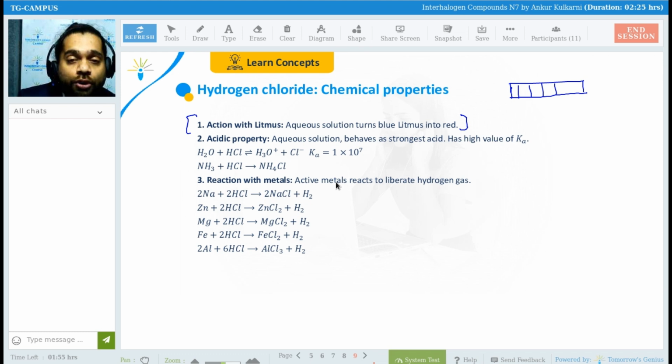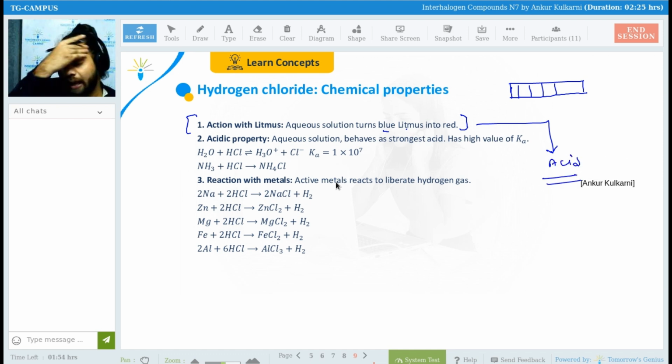But litmus paper is not that costly. So what happens in litmus? If I turn blue litmus to red, what does that mean, Anthony, Sarjana, Anmoldeep? That means I have an acid. Correct? I have an acid. That is the meaning of that.